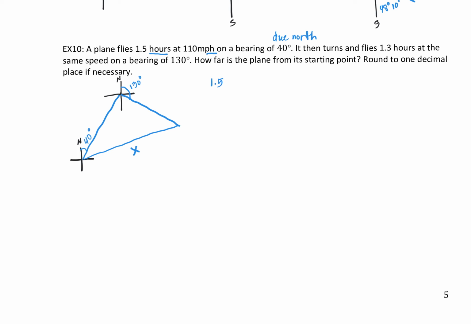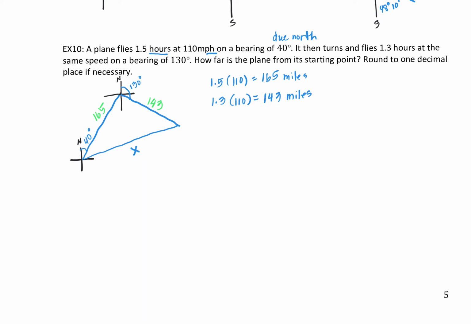The first line, time is 1.5, speed is 110. If I put that in a calculator, I get 165, and this would be miles. On my diagram, I'm going to write 165. The second leg of the trip, we're going 1.3 hours, same speed, 110. In my calculator, I get 143 miles. And that would be this length of my triangle.